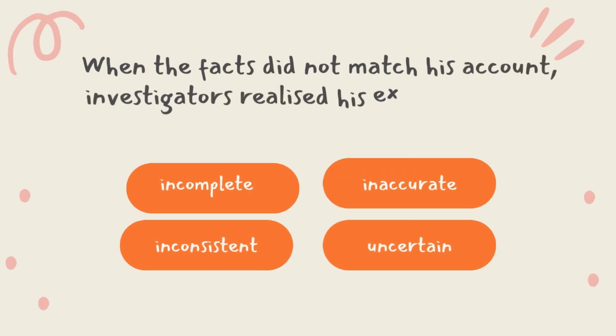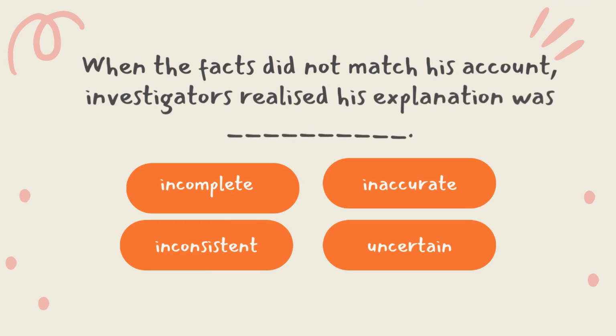When the facts did not match his account, investigators realized his explanation was blank. Options are A. incomplete, B. inaccurate, C. inconsistent, or D. uncertain.